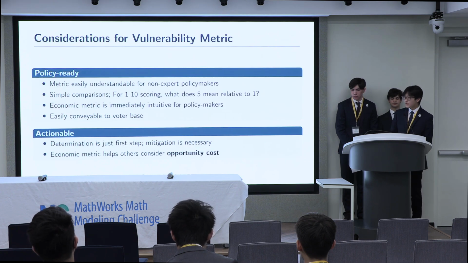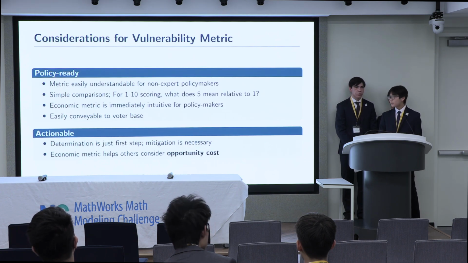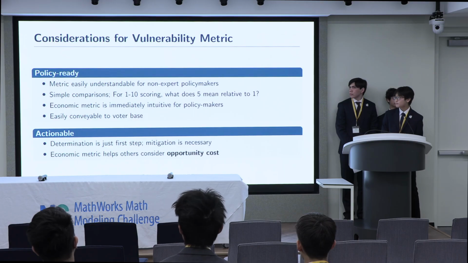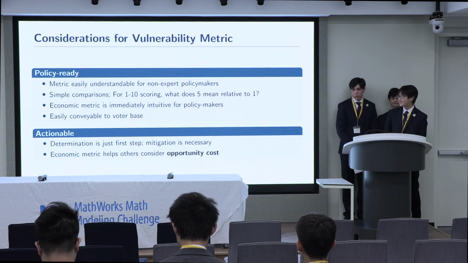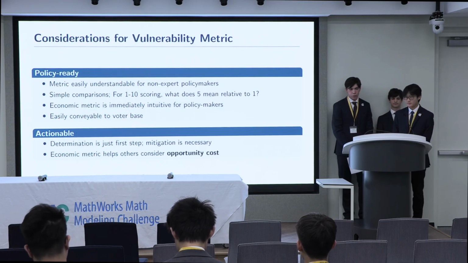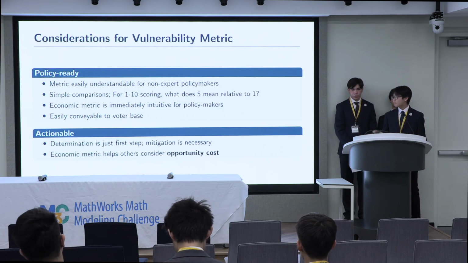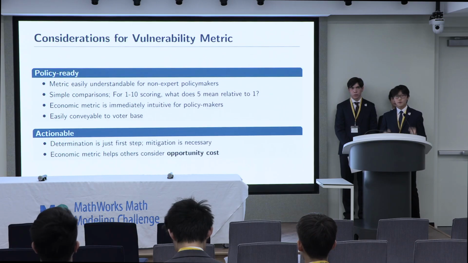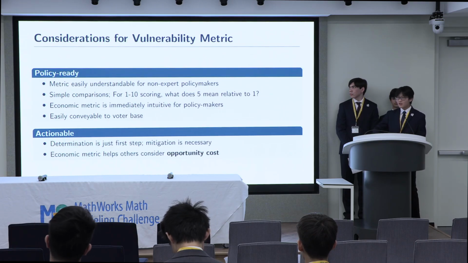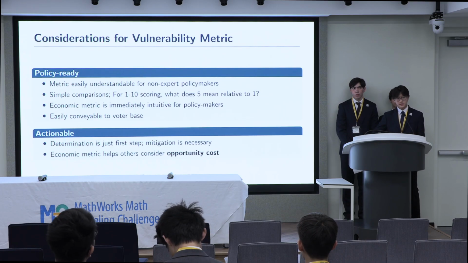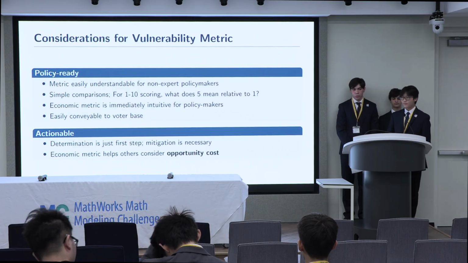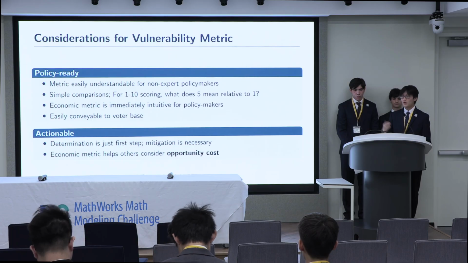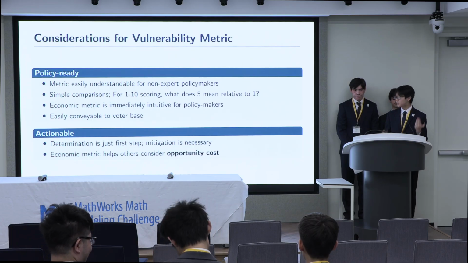So now onto the considerations for a vulnerability metric. We think that the two main considerations for a vulnerability metric are to be policy ready and actionable. We think that policy ready means that it is easily understandable for non-expert policymakers. If we use a simplistic method like normalizing between 0 to 10, what does 5 mean relative to 1? Is it 5 times worse, 50 times worse, or 500 times worse? In terms of economic damage, it's immediately intuitive and visceral, and also you can easily compare the economic damage between two neighborhoods.